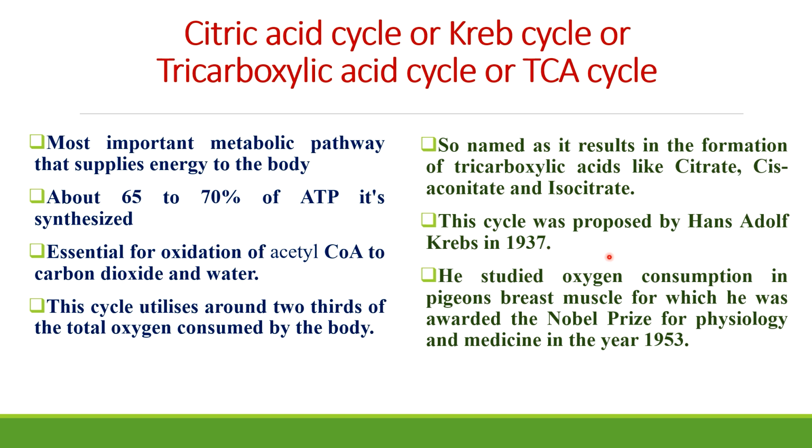This cycle is also named the Krebs cycle after the person who proposed it. It was proposed by Hans Adolf Krebs in the year 1937. Hence, we call it the Krebs cycle. He is the person who studied this cycle. He observed oxygen consumption in pigeon breast muscle. And for this study of his, he was awarded the Nobel Prize for Physiology and Medicine in the year 1953.